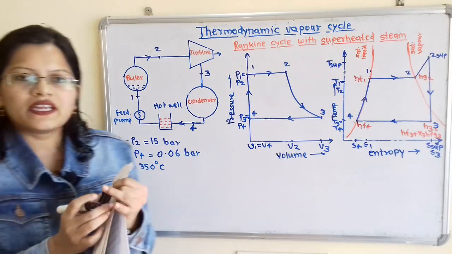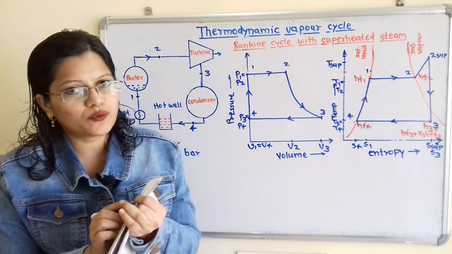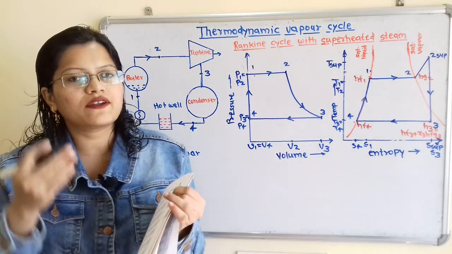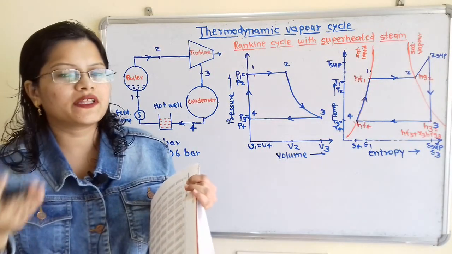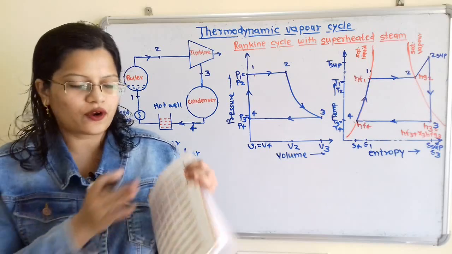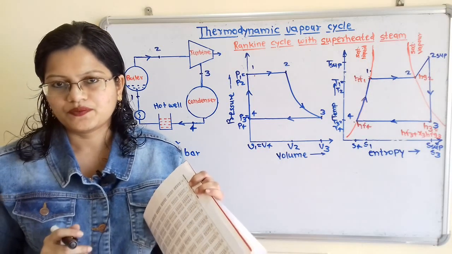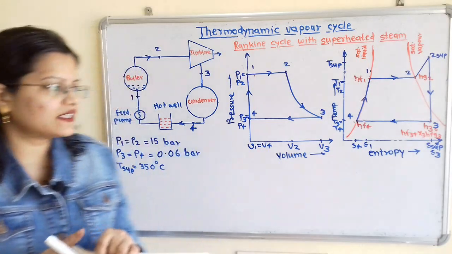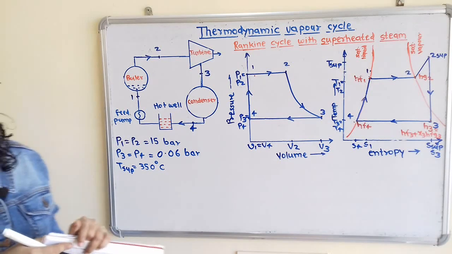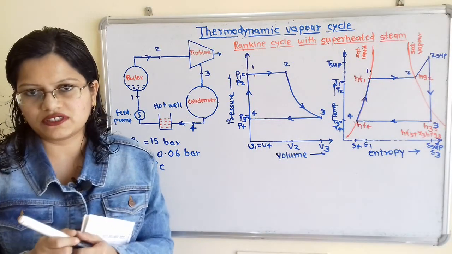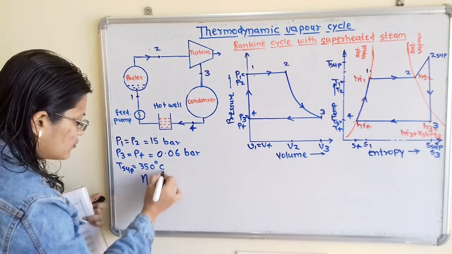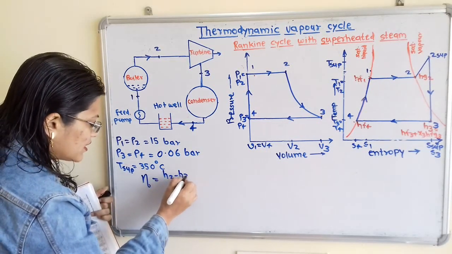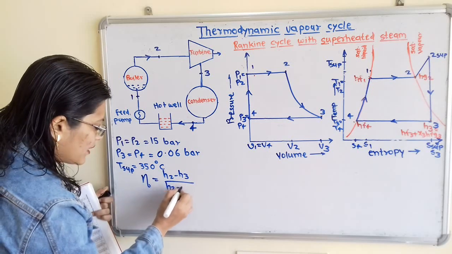So without any word like superheated being used here, we have to find out from the steam table whether the temperature of the steam indicates superheated steam or not. Now we will move to the next. We have to find out the Rankine efficiency. So Rankine efficiency, that is eta, is equal to (H2 minus H3) divided by (H2 minus HF3).